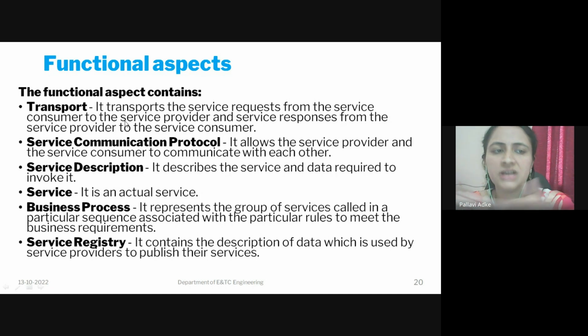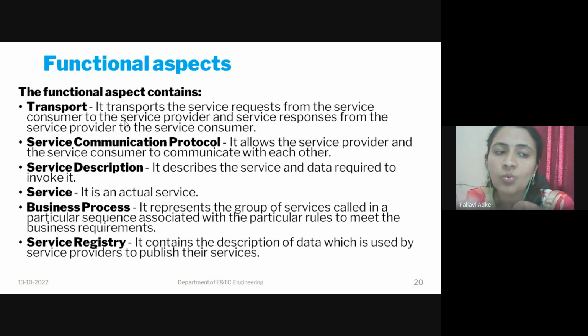So whatever the transport is there, whichever request I am sending to the service provider, the service provider will check with their available options, and it will come back to us. Okay, these options are available with us; you can buy from these things. So that communication between service provider and service consumer is called a transport.